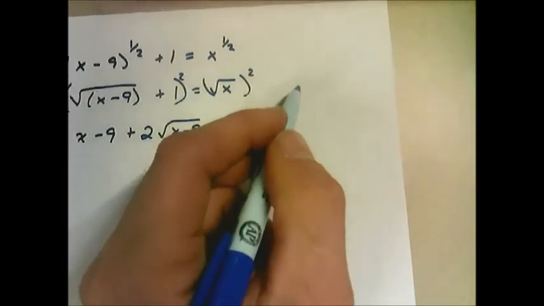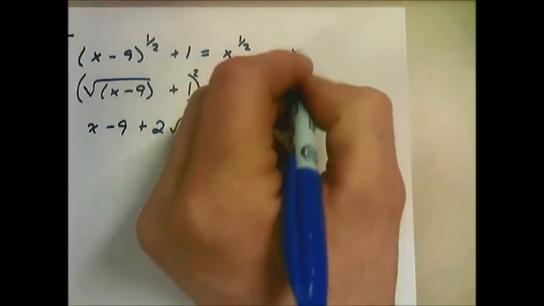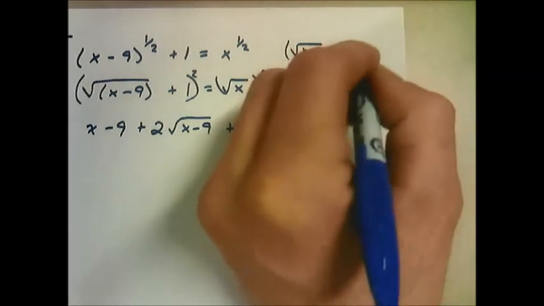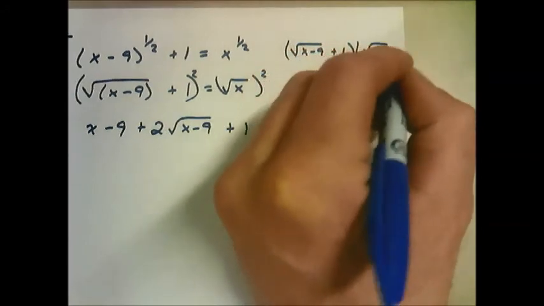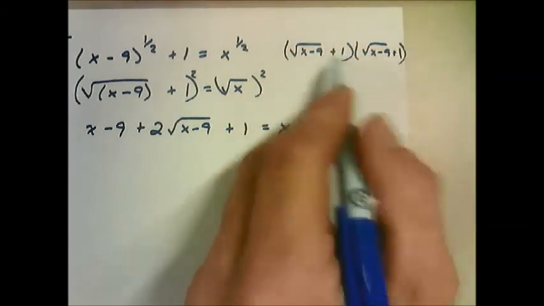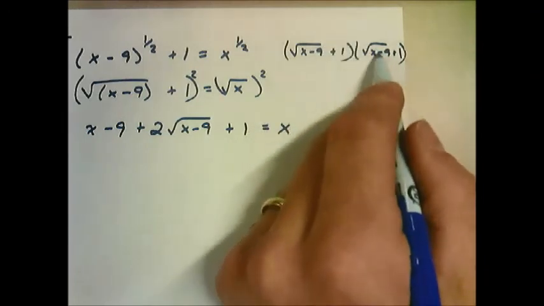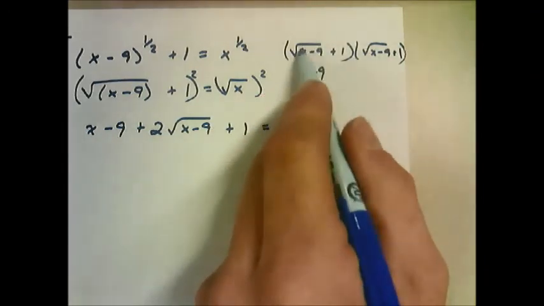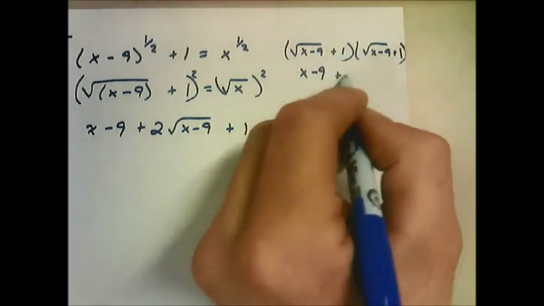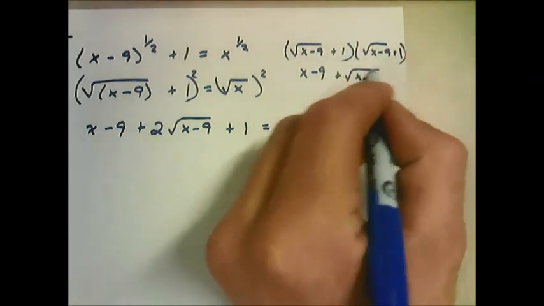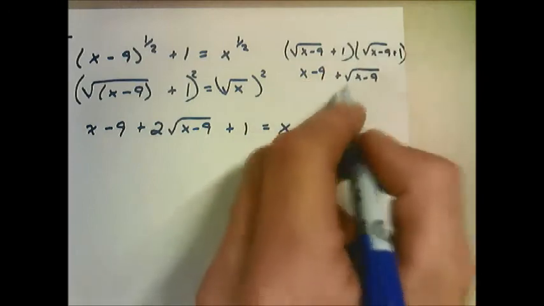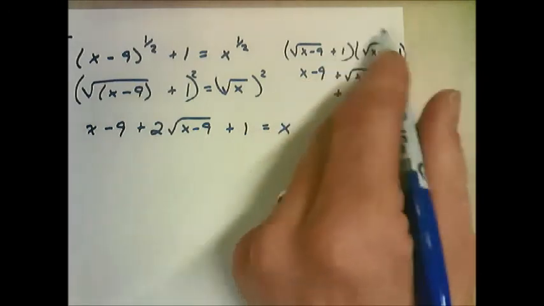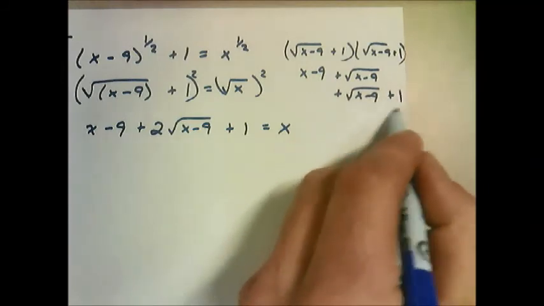So let me come off to the side and we can look at that one more time. So we had the square root of x minus 9 plus 1 times the square root of x minus 9 plus 1. So if I take the square root of x minus 9 times the square root of x minus 9, I get x minus 9. Square root of x minus 9 times 1 is the square root of x minus 9. And distributing the 1 through, I get plus the square root of x minus 9. And 1 times 1 gives me plus 1.